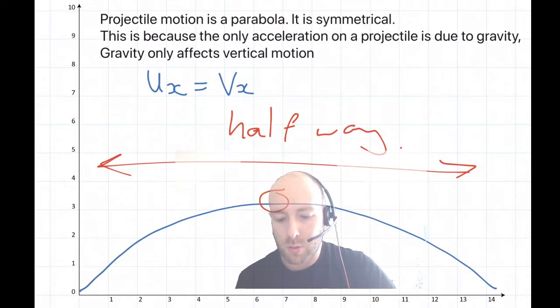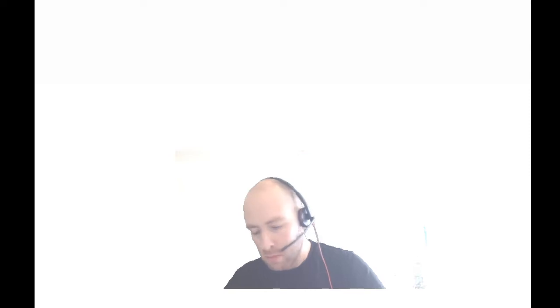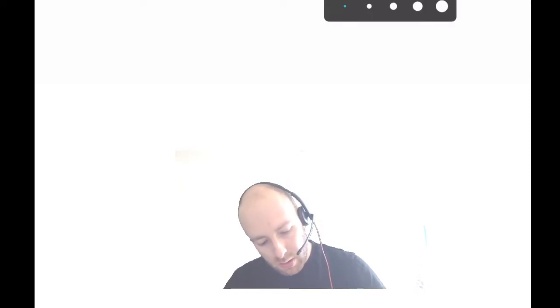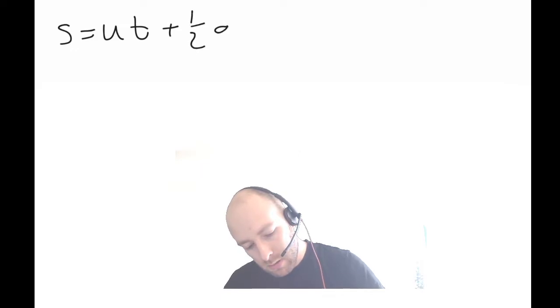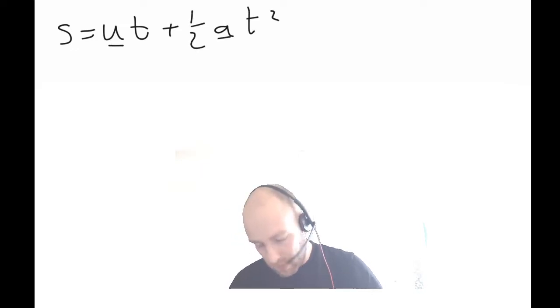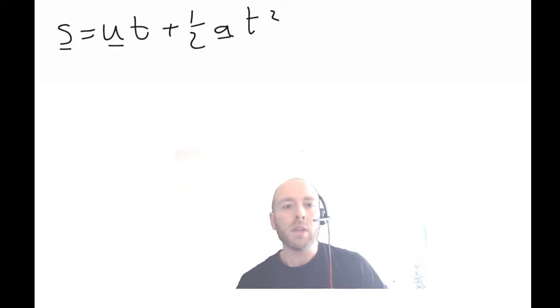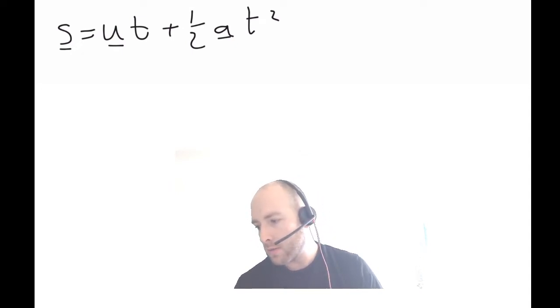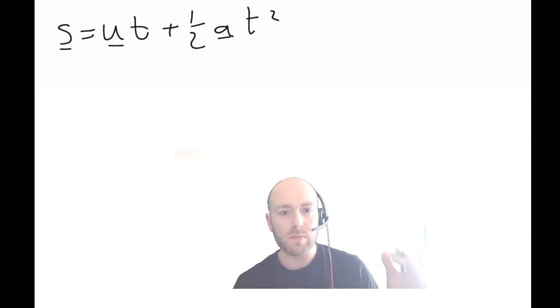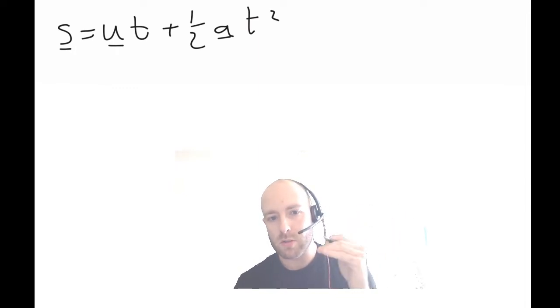And with projectiles, there's a choice of equations. So we mainly use S equals ut plus half at squared, with these all in vector form. And your two choices really are to solve using vectors, or you can solve vertical and horizontal separately.